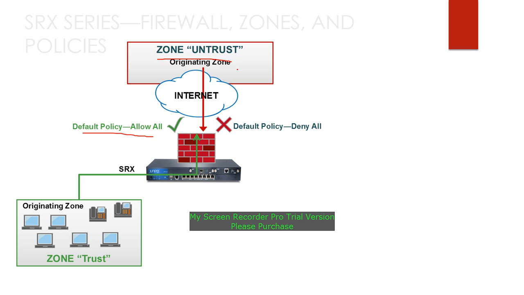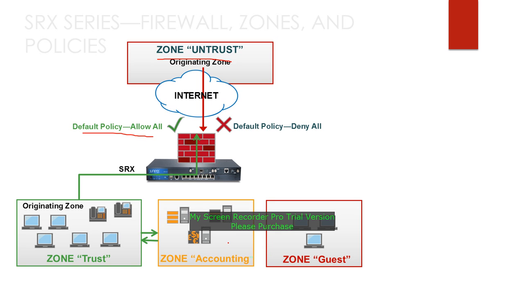By default on the Juniper SRX firewall, GE0/0/0 is configured as the WAN interface. This is a separate zone we can configure for accounting, and we can create one more zone for guest.